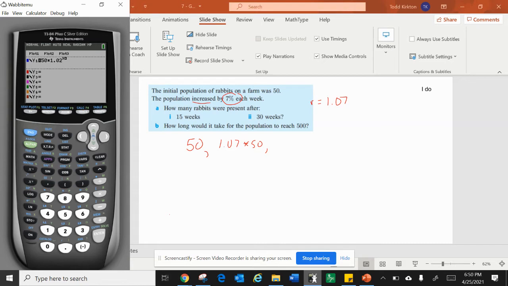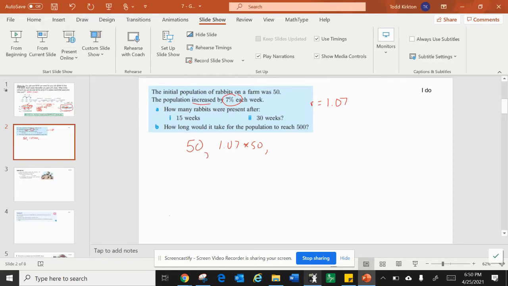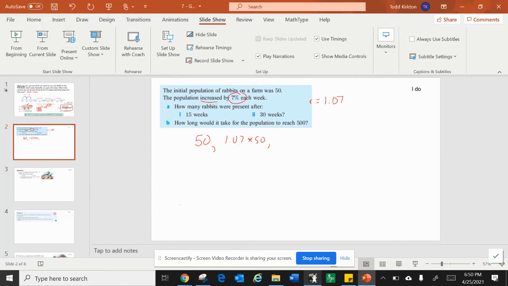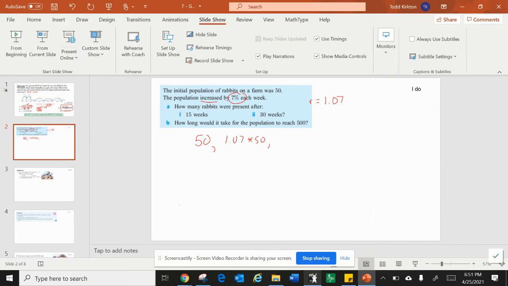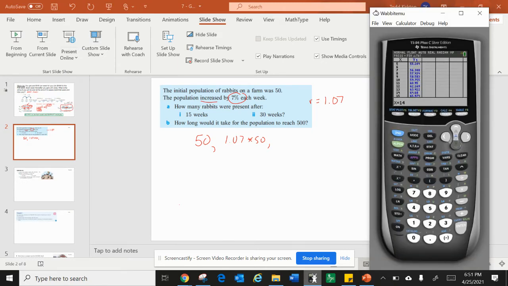So once you enter an equation here, you go back to your table and it shows you. So after 1 week, there'd be 53.5 rabbits. So this 50 is really a year 0. So if you wanted to do the n minus 1, you do 50 times 1.07 to the n minus 1. So once you have it set right in your calculator, 15 weeks, you can just go down to the 15 weeks on your calculator. Touchscreen's being a little touchy. So it'd be 67.3. So like 67 or 68. 30 weeks, you could go down there and find out.